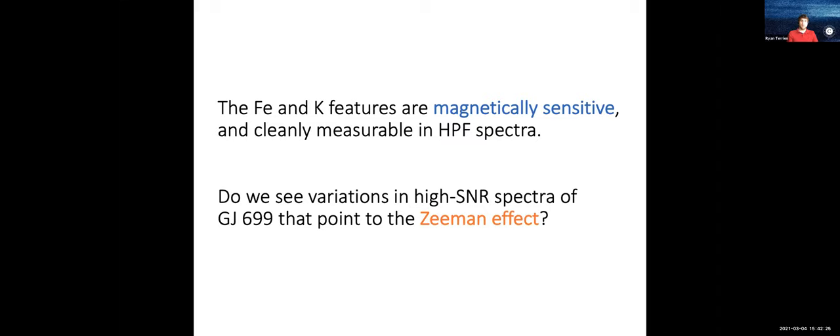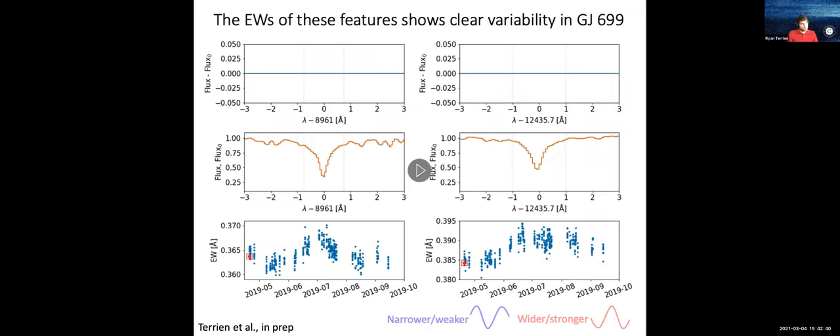So we know that, among others, these two lines individually are both cleanly measurable and magnetically sensitive. And so the question then becomes, with a long baseline of data on Barnard's star, do we see any variations in the high SNR spectra that might point back to rotational modulation and the Zeeman effect? So the first set of data that I'd like to show here is focused on the intensification, or the line strength angle. And before I click play here, the panels are showing on the left side the iron line, on the right side the potassium line that we identified previously. The middle panels are showing the line profile itself, and you'll see that jitter through time, but not much.